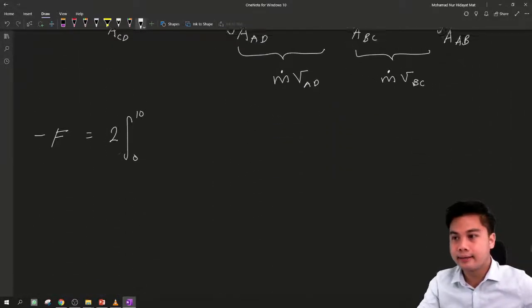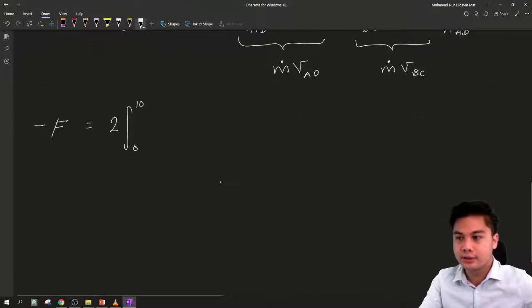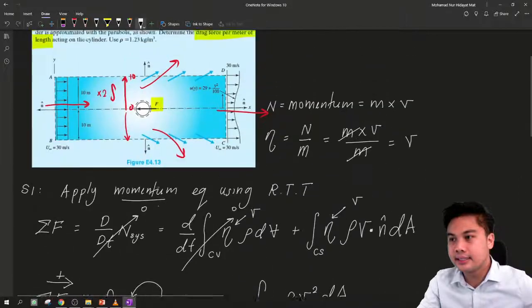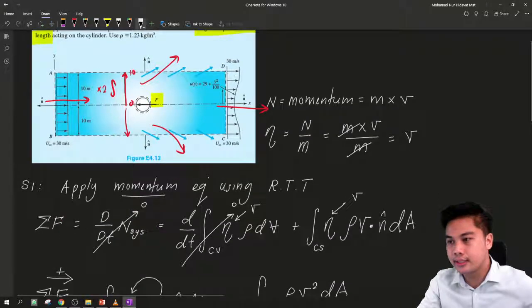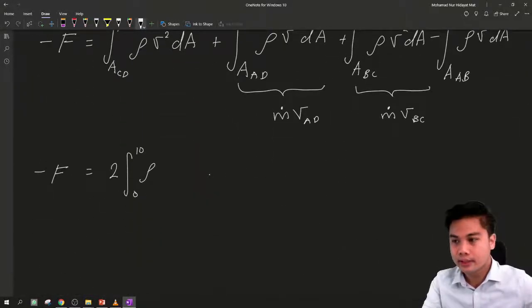Alright, and then replace with rho. Rho we know already, and the velocity given here is u. So just substitute all these values, 29. If you want to substitute, please make a bracket.